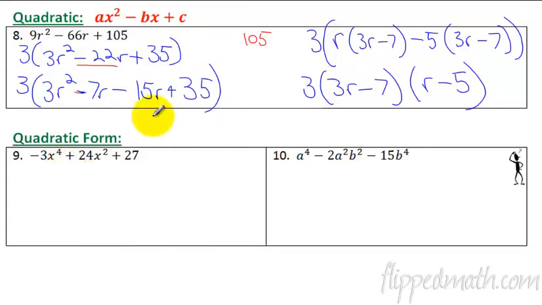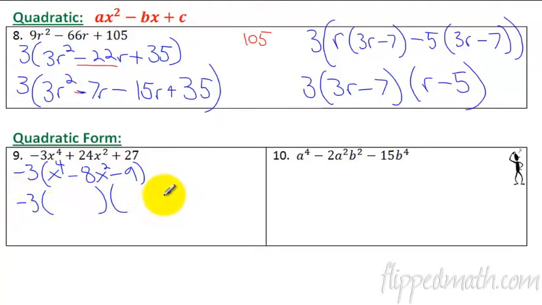Then just do it. Now we're going on to quadratic form, which is going to be very similar to the quadratics that we did up above. These examples are going to be a little bit easier than what you'll have in the practice. It's just to give you an idea of what's happening. If you have a negative in front, always take it out. Don't leave a negative in front when you're factoring. It just makes it harder. And in this case, I can also divide by 3, so I'll take out a negative 3. That leaves me with x to the 4th minus 8x squared minus 9. Close my parentheses here, and then you get negative 3 times.